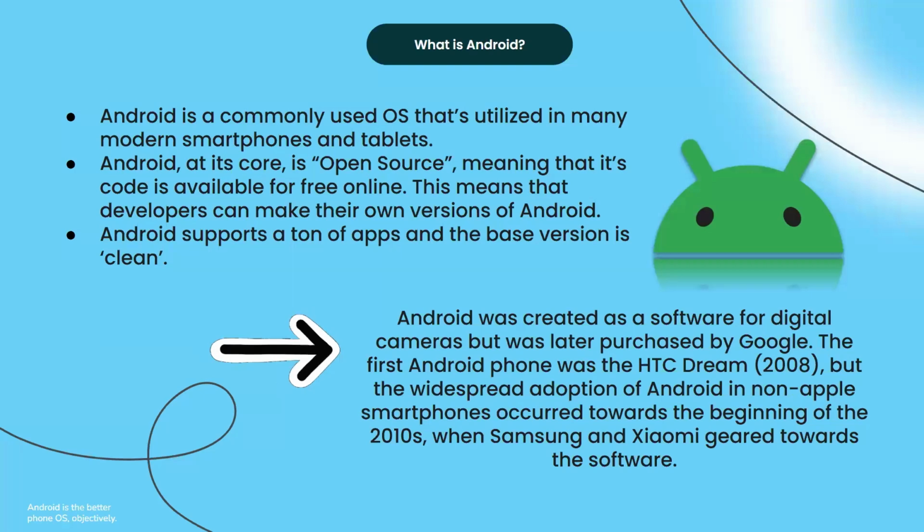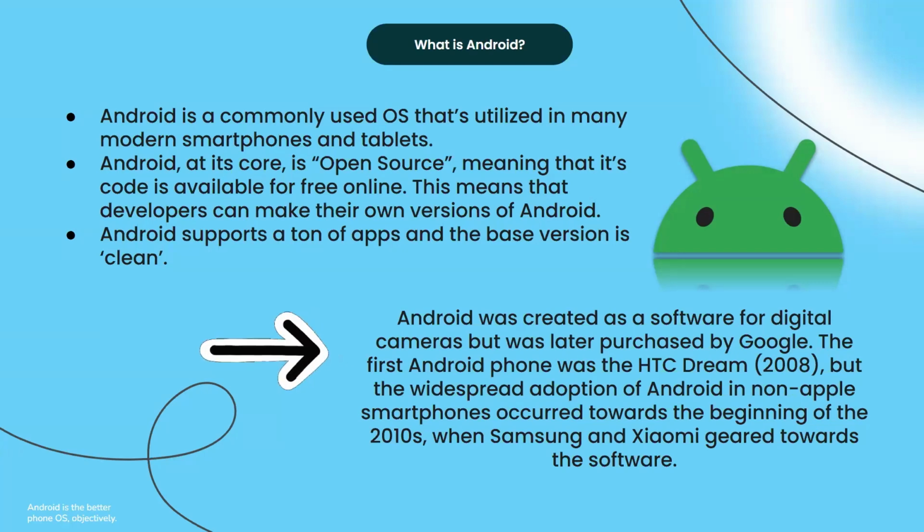Android at its core is open source, which means that the code is available online for free. That means that developers around the world can easily make changes to it and share those changes with each other and make new updates and new versions of Android available online. Android supports a ton of apps. A lot of these apps take a long time to be available on Apple products because there's way more steps to the process in Apple. But for Android, there's a lot of app support, and the base version is quite clean.